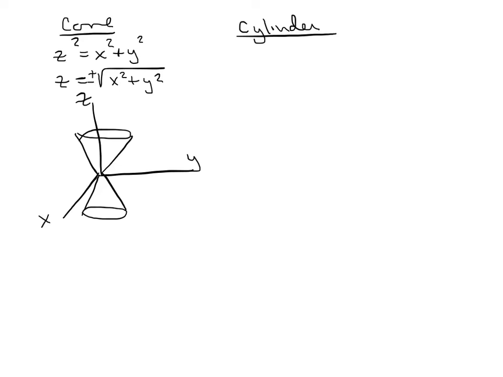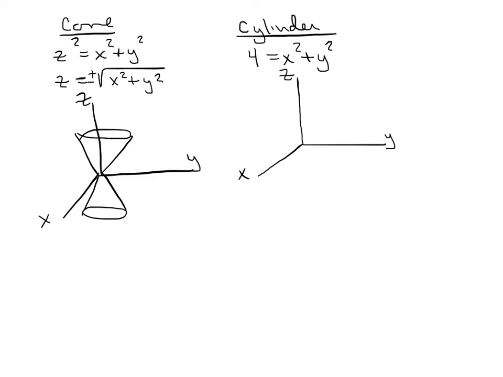An example of a cylinder would be 4 equals x squared plus y squared. And I'm hoping that what you're thinking now is, well, isn't that a circle? And the answer is yes, that's a circle. So it depends on the context of the problem, whether you're talking about a circle on the xy plane or a cylinder where z can be anything in three-dimensional space. So that just depends on the problem.